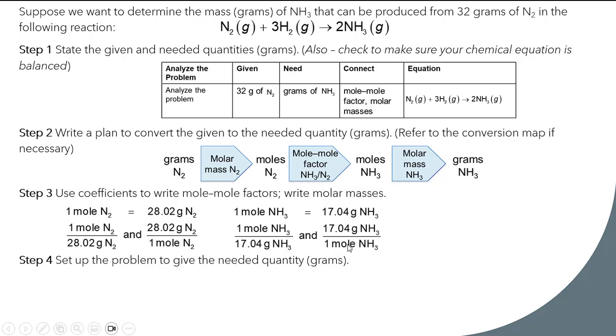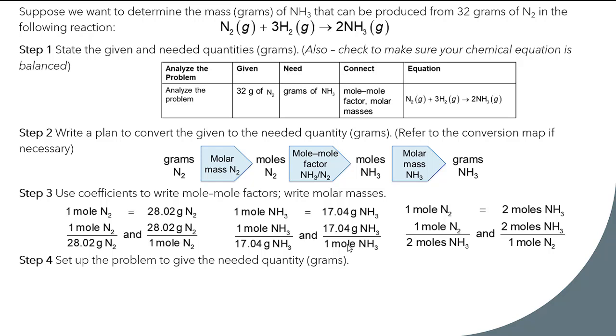And then finally, our mole to mole factor is given to us from the balanced chemical equation and the coefficients. So for every 1 mole of nitrogen, we need 2 moles of ammonia, right? 1 mole of nitrogen, 2 moles of ammonia, and we can write those 2 conversion factors as 1 mole of nitrogen for every 2 moles of ammonia, and 2 moles of ammonia for every 1 mole of nitrogen. Remember, which one do you use? Well, it's whatever you're converting away from.